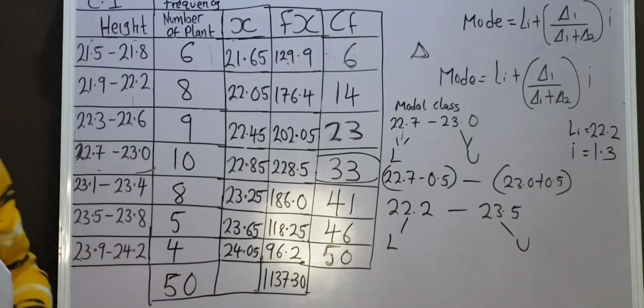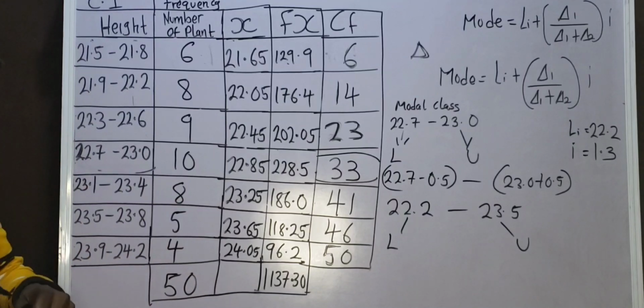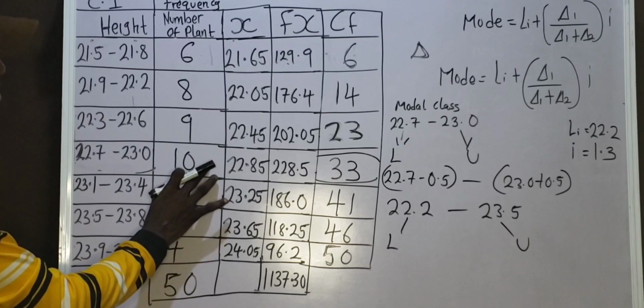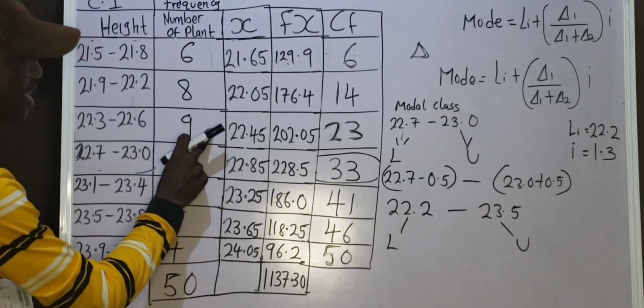Delta 1 is the difference between the frequency of the modal class and the frequency before the modal class. Are you getting it? Please, I want you to write it down. The frequency of the modal class is what? 10. You understand? So the frequency before the modal class is what? 9.